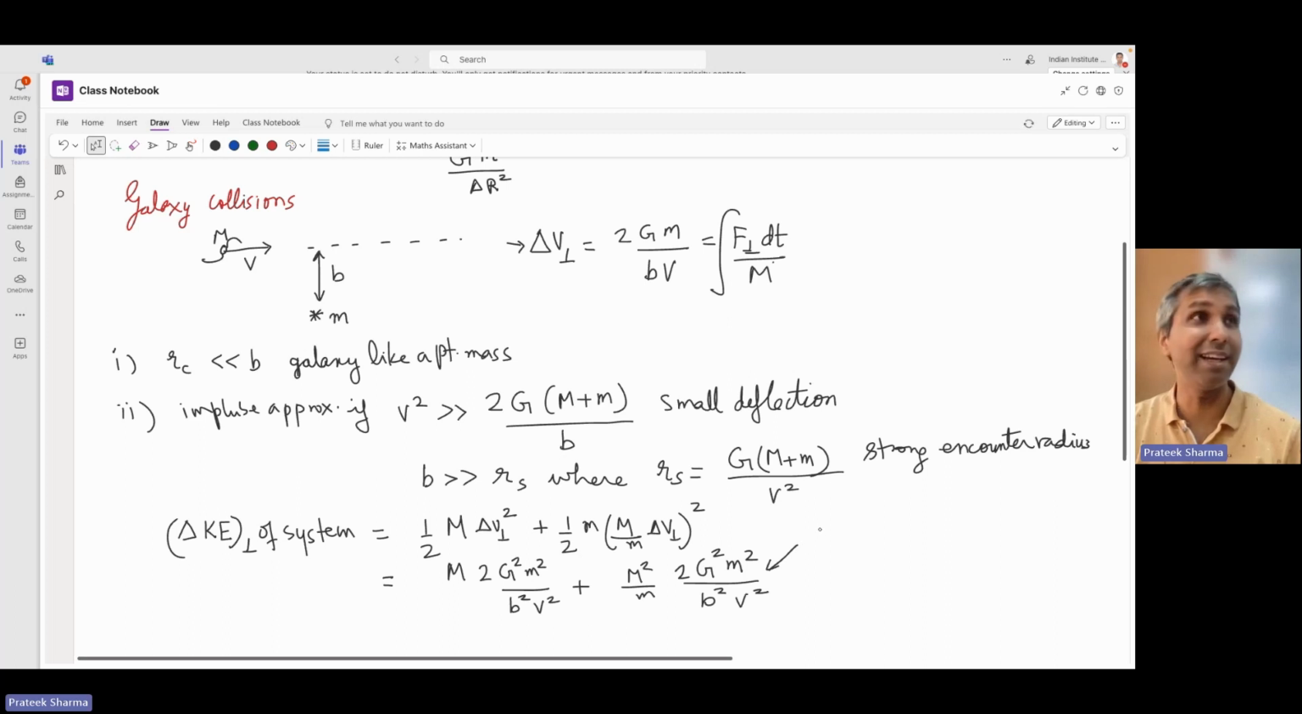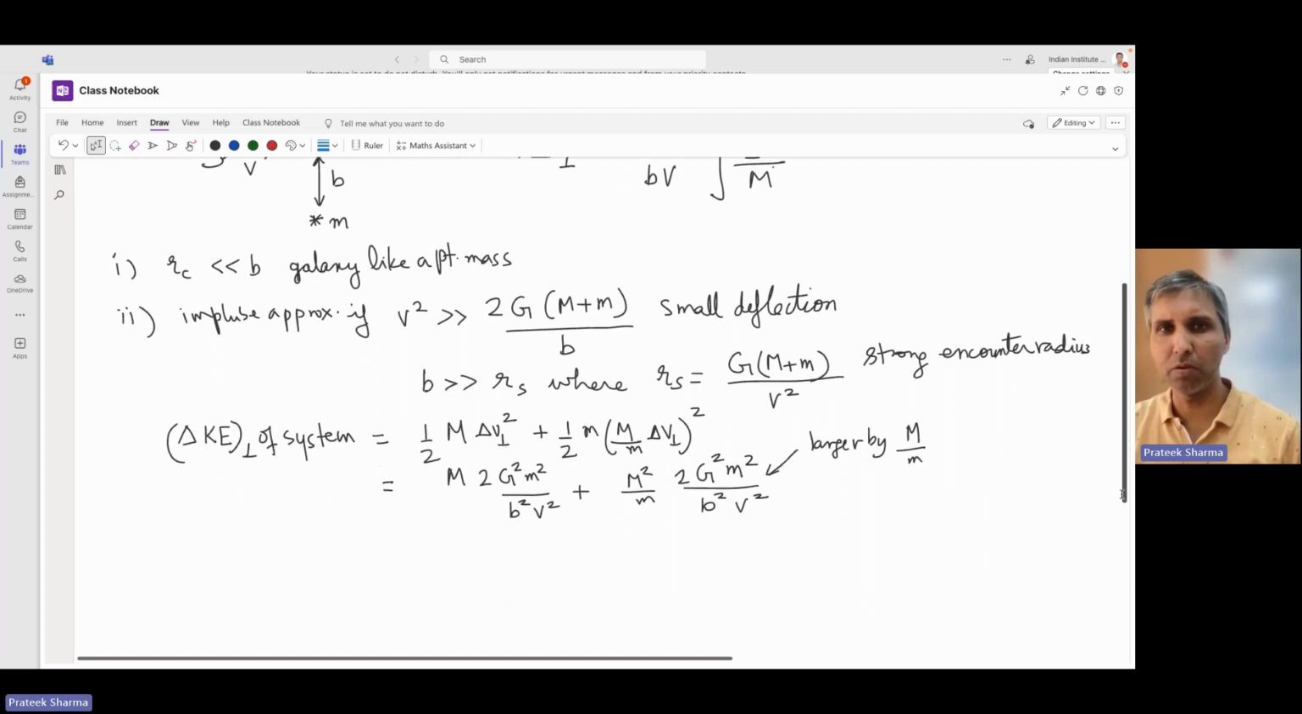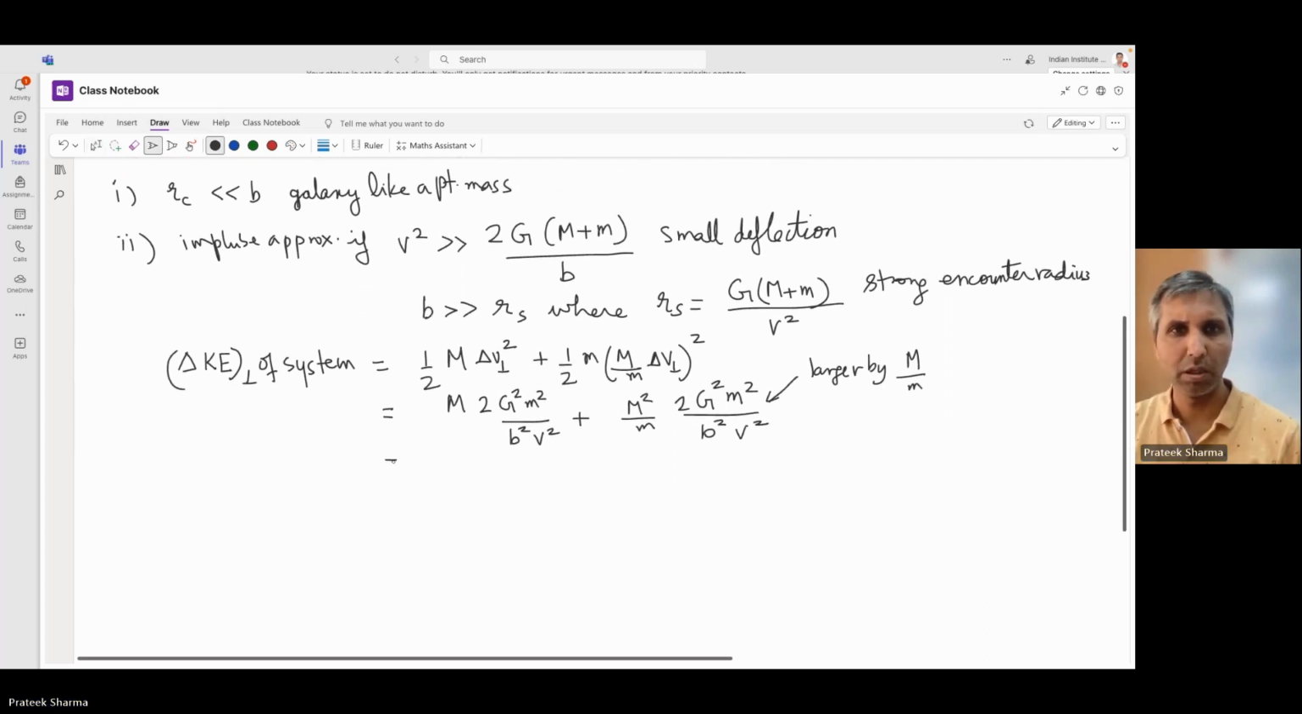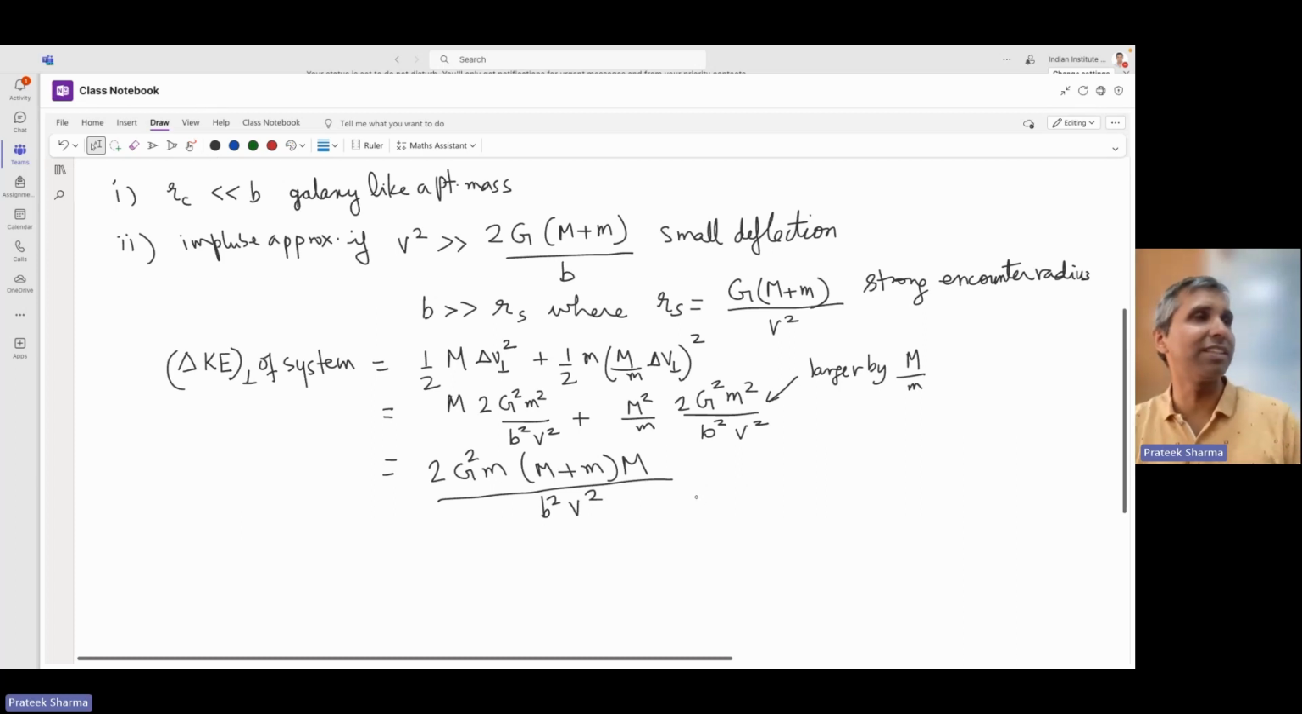This is the kinetic energy in the perpendicular direction of the star, which is larger by capital M by small m. And the total energy is equal to twice G squared M (M plus small m) by B squared. So this is the gain in a single encounter, the gain in a single encounter with impact parameter B. This is the gain in the perpendicular kinetic energy.